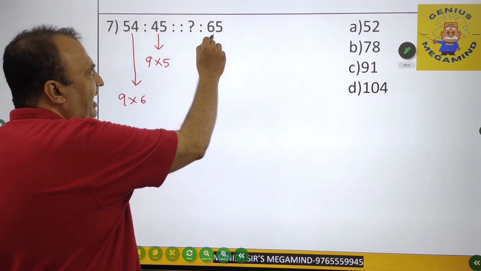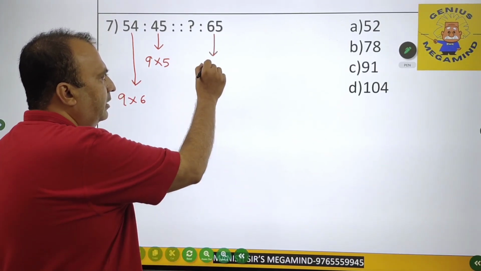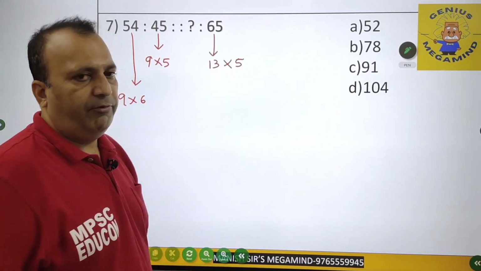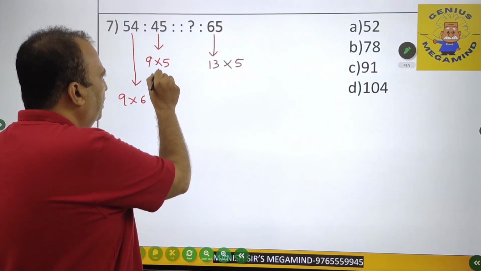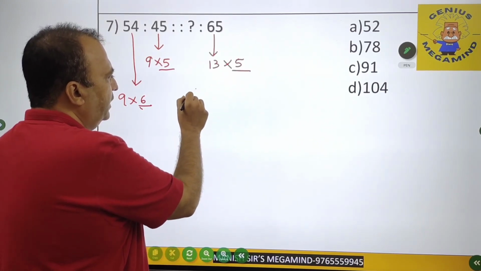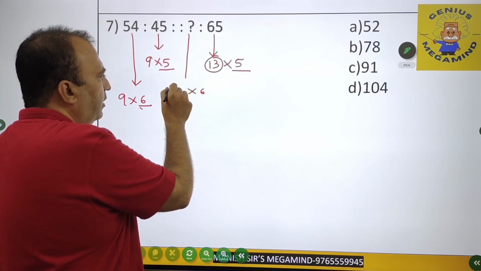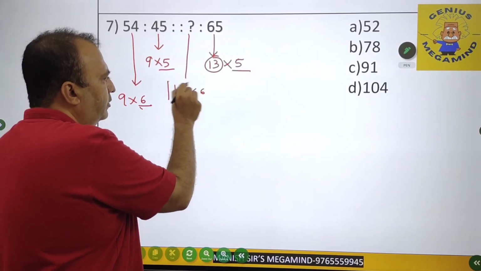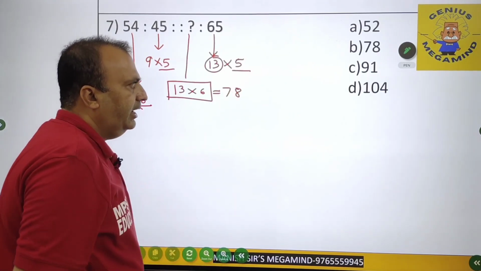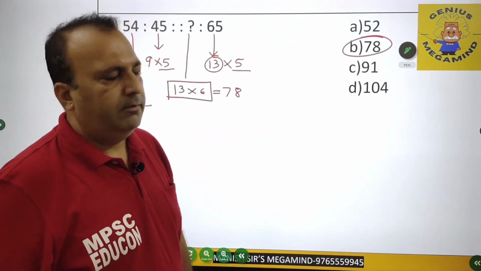Now checking out 65. 65 will come in the table of 13. So I can write it as 13 into 5. 13 into 5 is 65. So into 5, my friends, into 6, my friends, and the number is going to be the same. So over here, it will be 13 into 6. And 13 6s are 78. So the answer for this question will be option B.